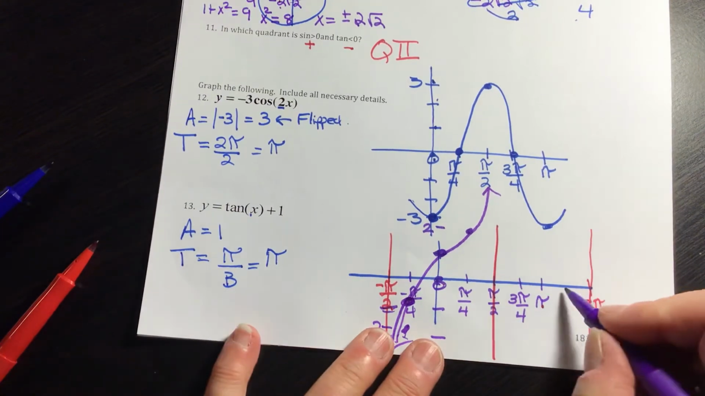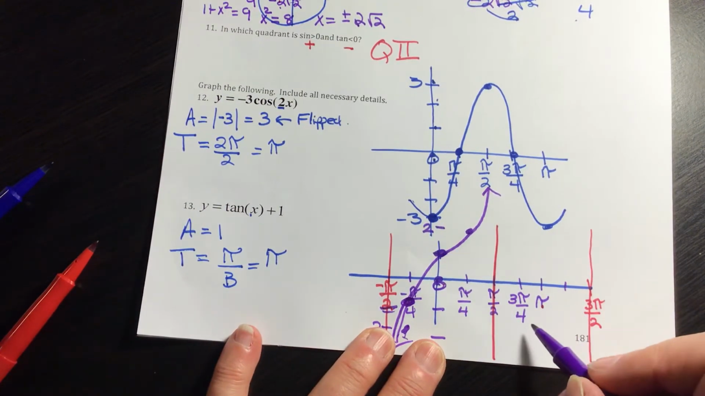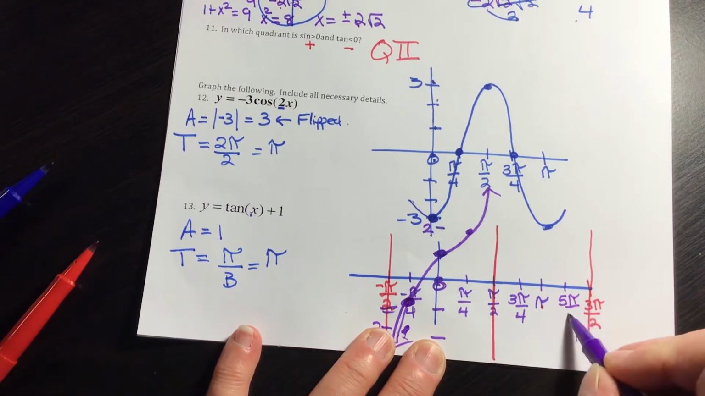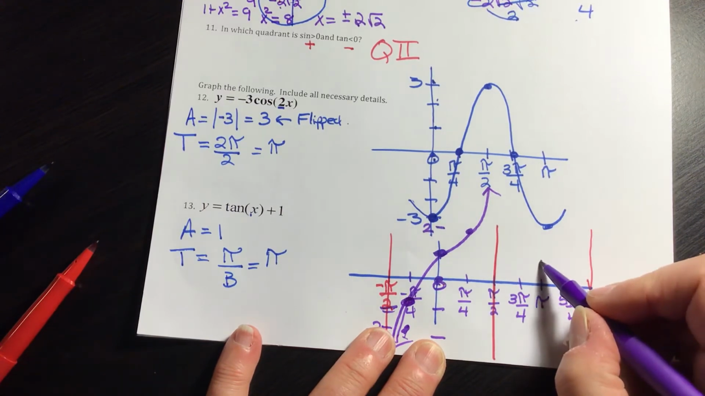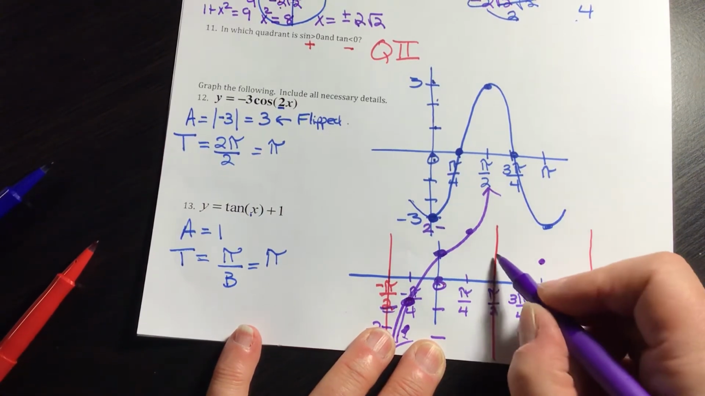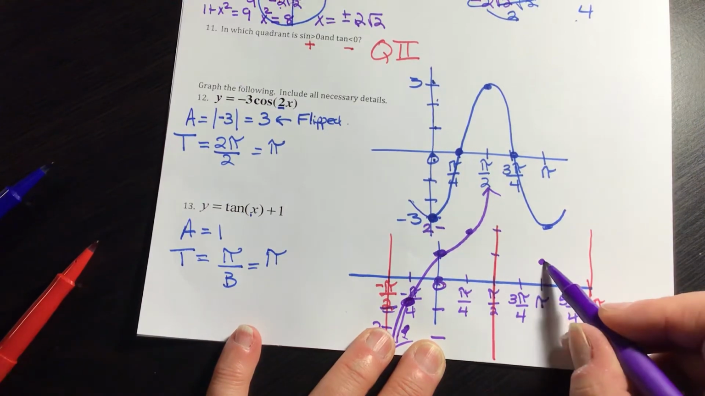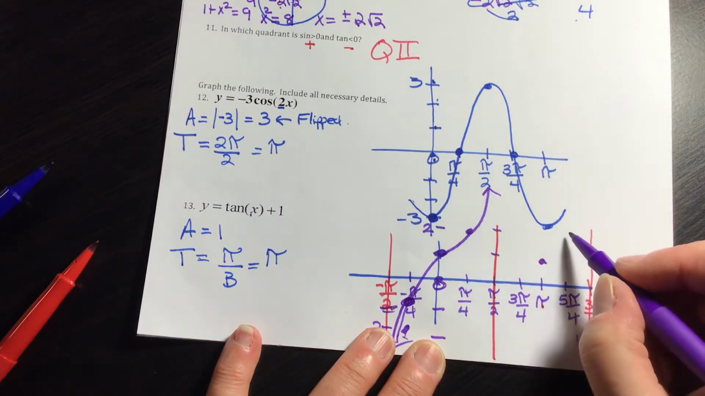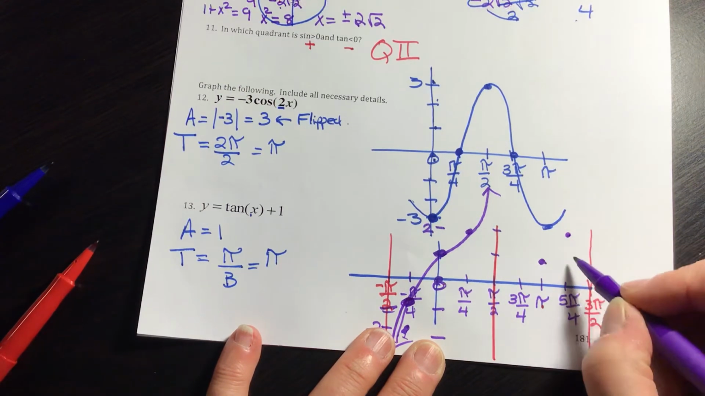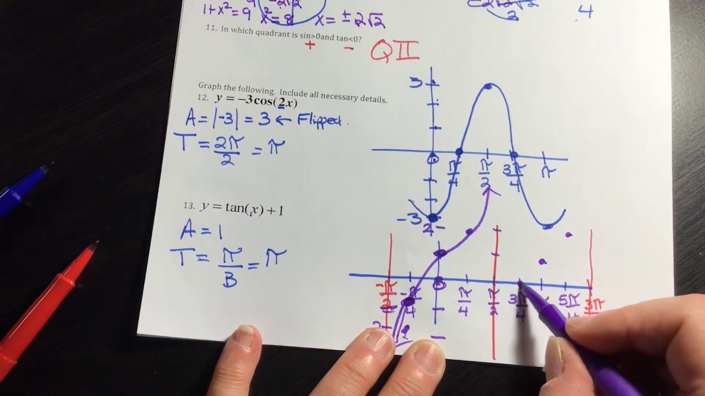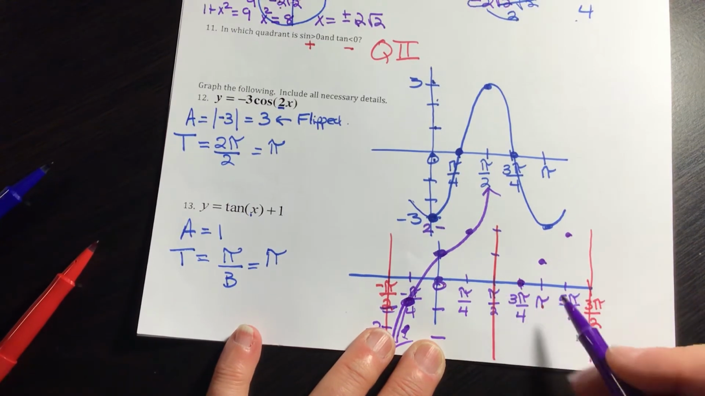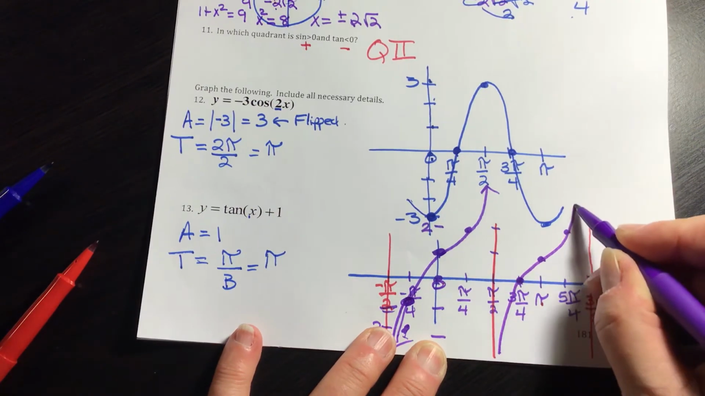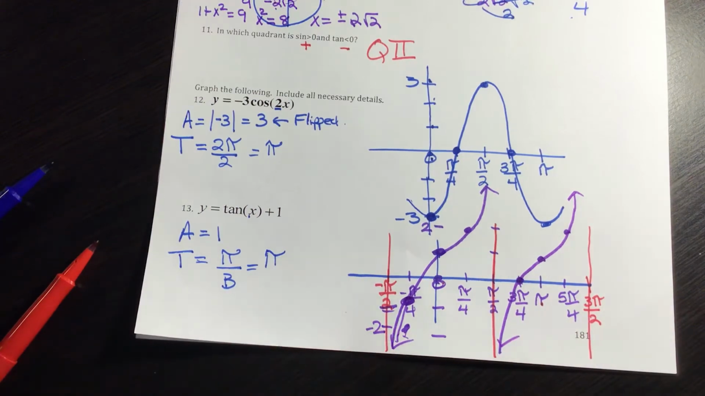All right, I can have another one over here. This is 3 pi over 4. This would be 5 pi over 4. Okay, so tangent of pi is 0, but then I'm going to add 1. Then tangent of 5 pi over 4 is going to be positive 1, plus 1 is 2. This is negative 1, plus 1 is 0. So I'm going to come up here and run like that.